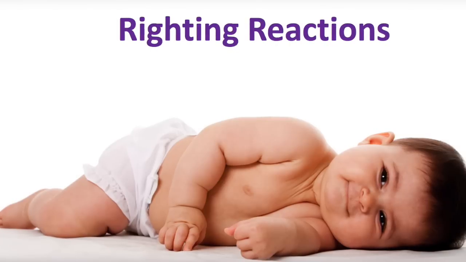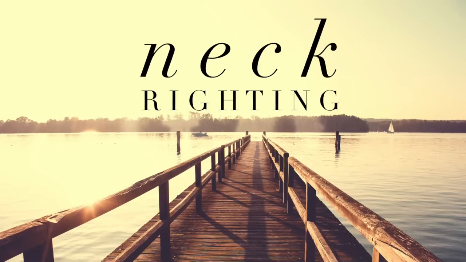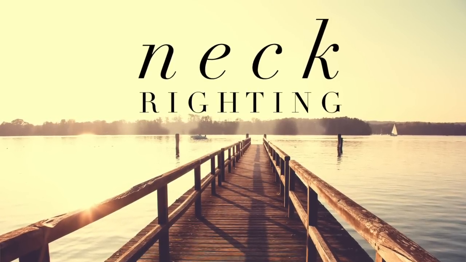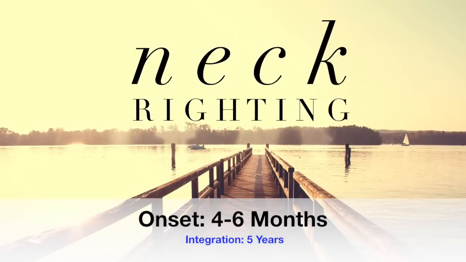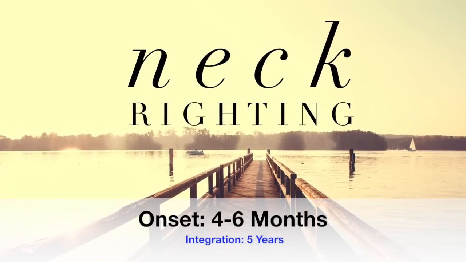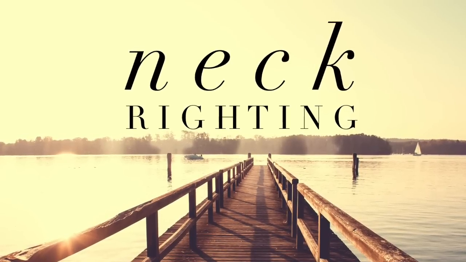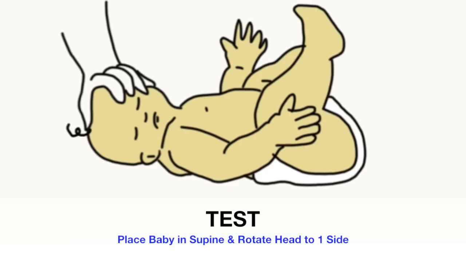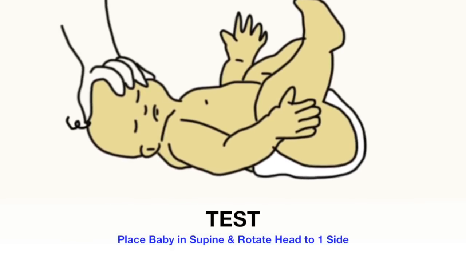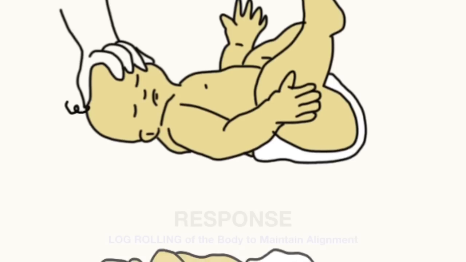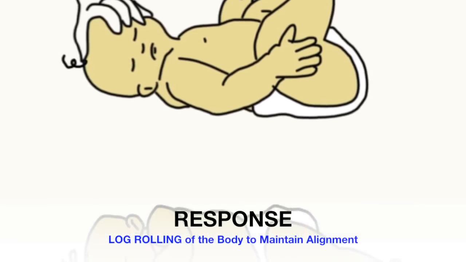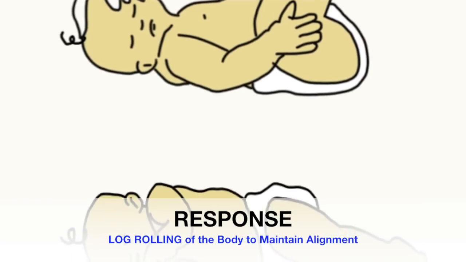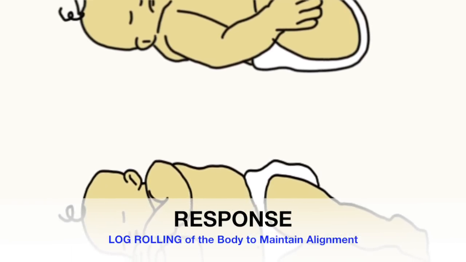So let's get started. The first one we're going to talk about is neck righting, also referred to as neck righting acting on body. It emerges around month 4 and integrates by age 5. To test for this reflex, you place the baby in supine and fully turn the head to one side. What you'll see is the entire body following and rolling in the direction of the head in what's called a log roll that brings the body into alignment with the head.